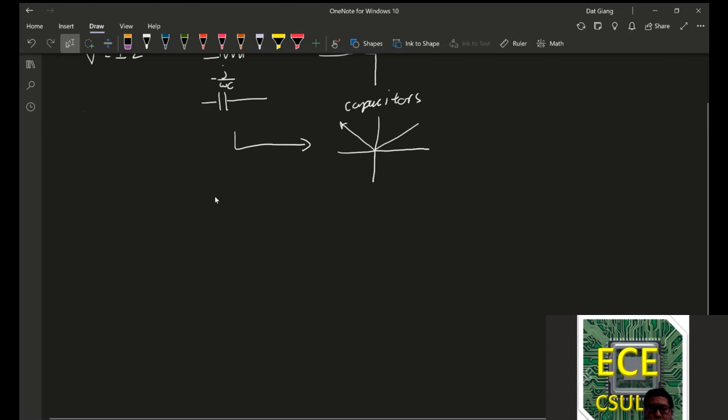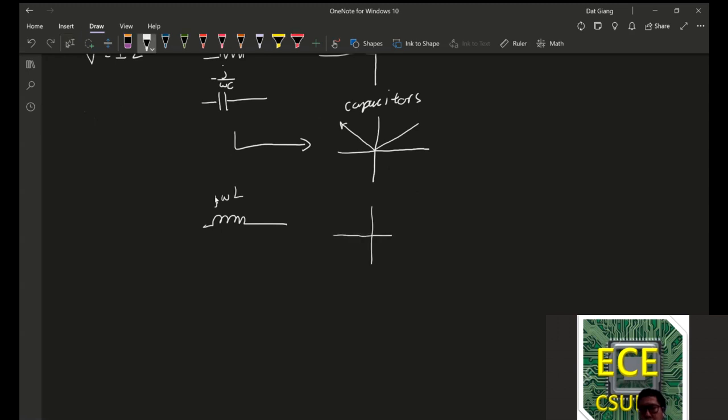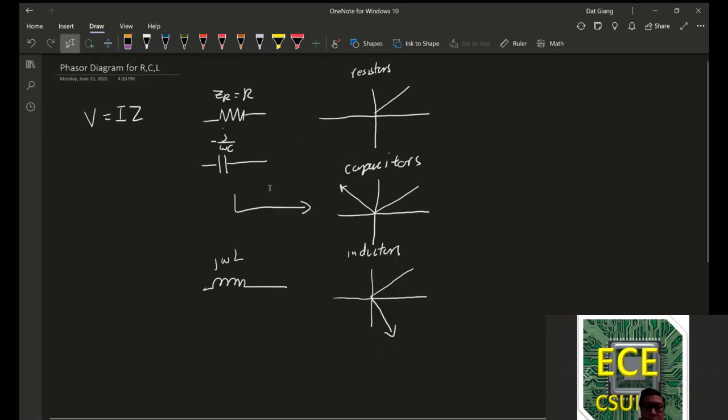For the inductor, we have jωL. With respect to the resistor, the angle is always 90 degrees out of phase.